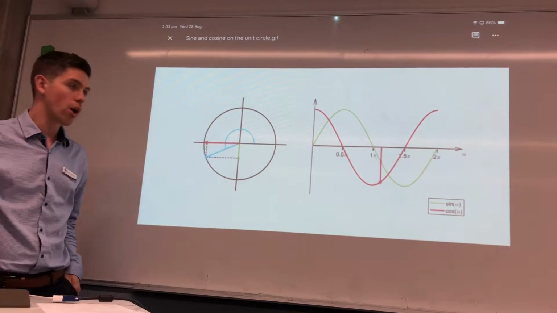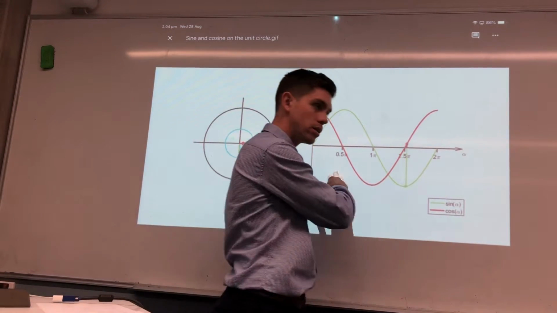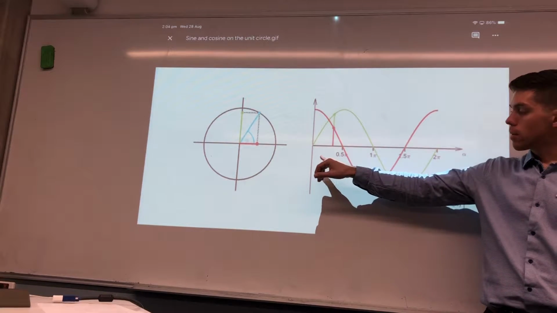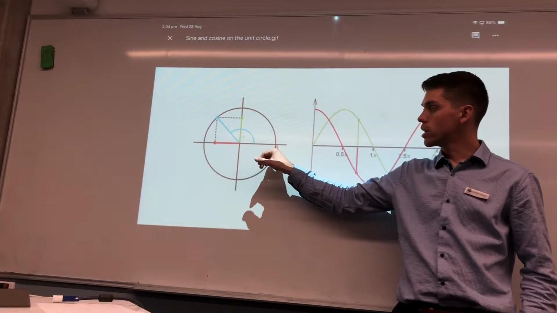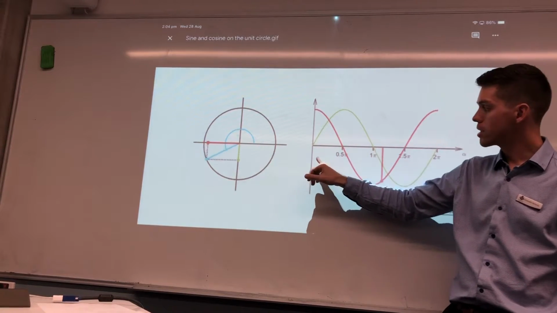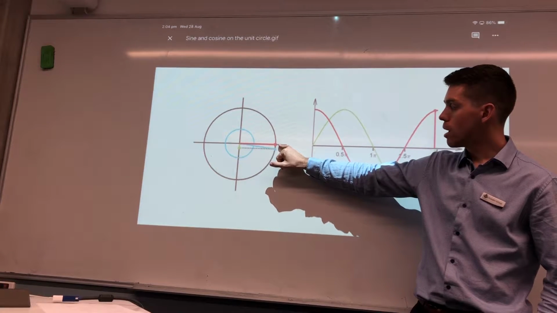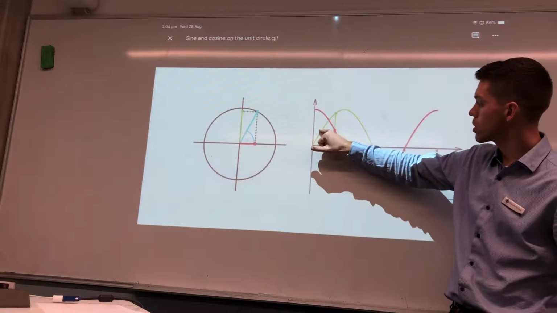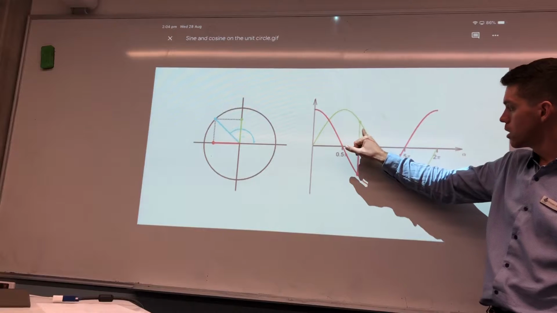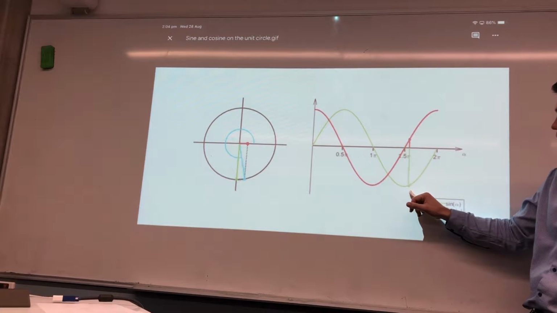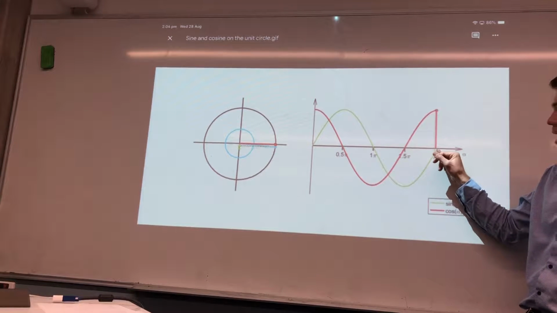Now, how this looks over a certain period is this graph here. At 0 degrees in the unit circle, let's just wait for it to come back around, at 0 degrees, the vertical position is 0. So starting at 0, the sine function goes up to 1, back down through 0 at pi, down to -1 at 3 pi on 2, and then up to 2 pi.